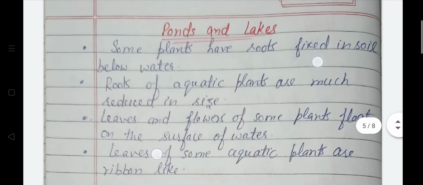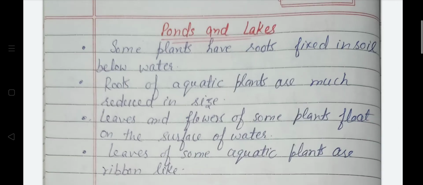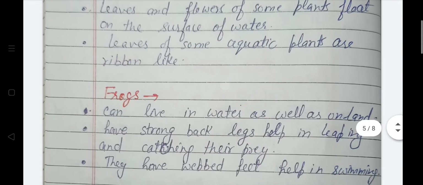Ponds and lakes. Some plants have roots fixed in soil below water. Roots of aquatic plants are much reduced in size. Leaves and flowers of some plants float on the surface of water. Leaves of some aquatic plants are ribbon-like.